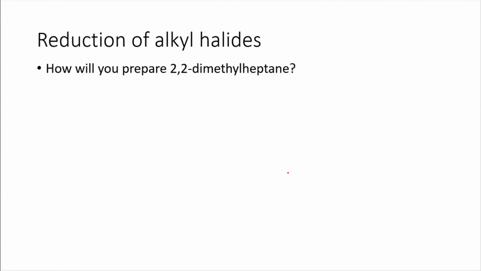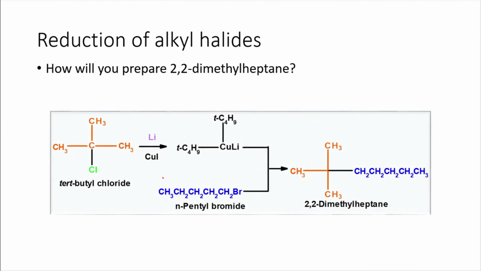Let us look at how to prepare 2,2-dimethyl heptane. Here is a method by which we can prepare 2,2-dimethyl heptane. The tertiary butyl chloride is converted to the corresponding lithium derivative, followed by treatment with copper iodide to give the corresponding copper lithium derivative. This is then treated with n-pentyl bromide to get the 2,2-dimethyl heptane.